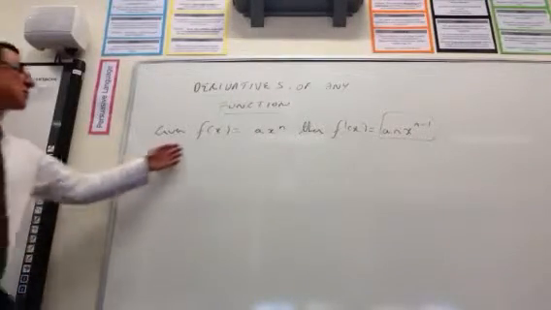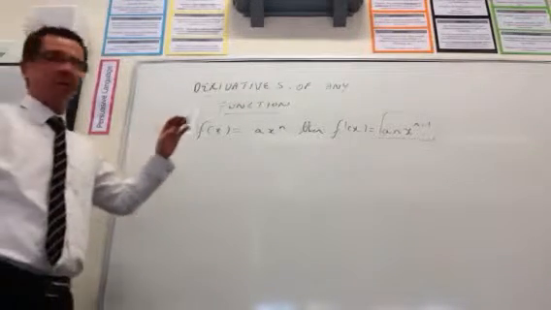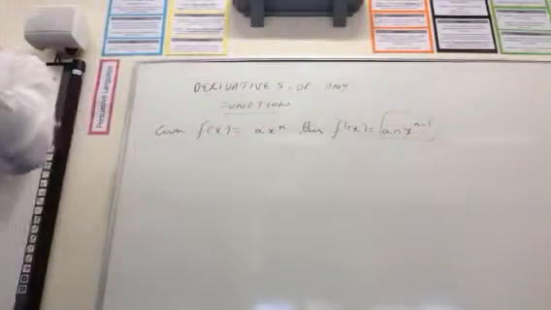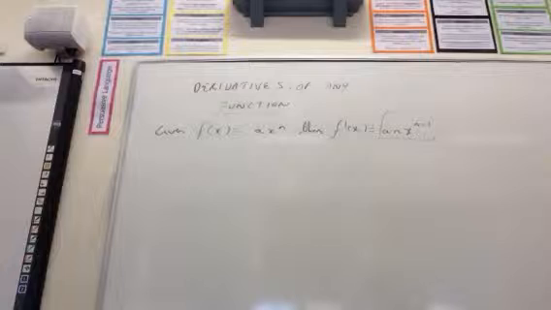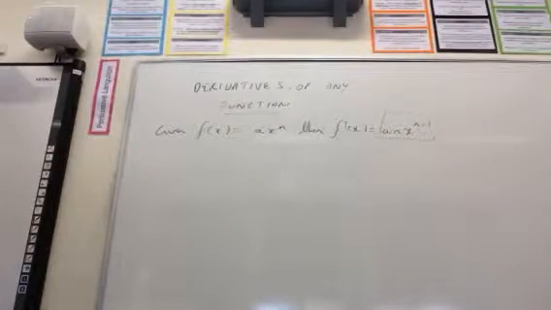Given f of x is ax to the n. So it doesn't matter what the function looks like. Guys, it's in the form of ax to the n. So you've got a number, you've got x, or whatever the letter is, and you've got a power. Okay? This is the stuff you would have done last year, and you said to me the other day that you're comfortable with.